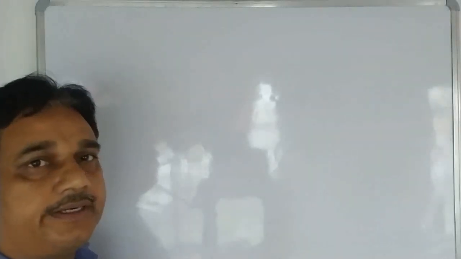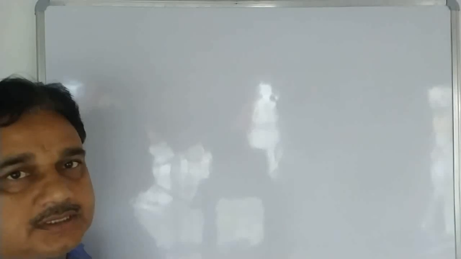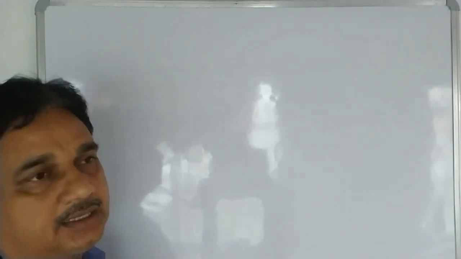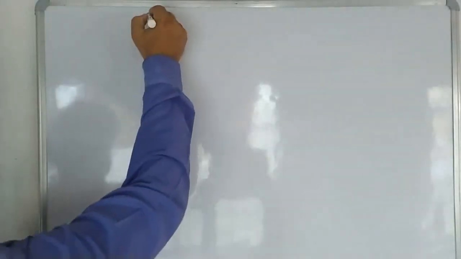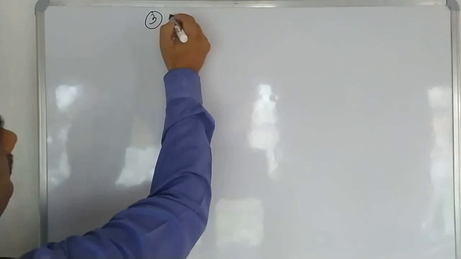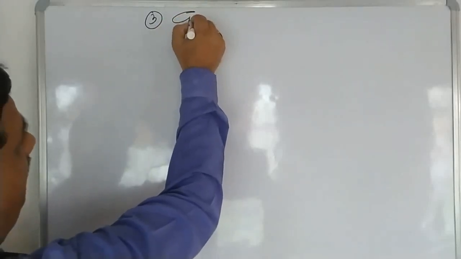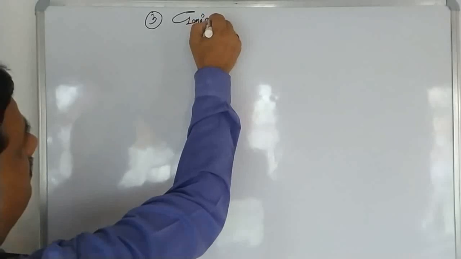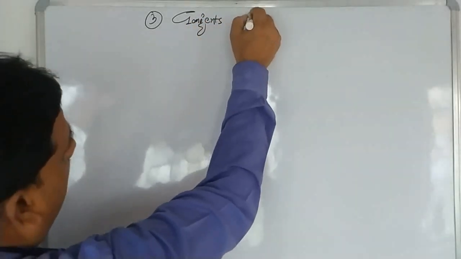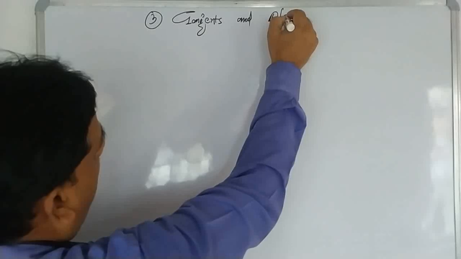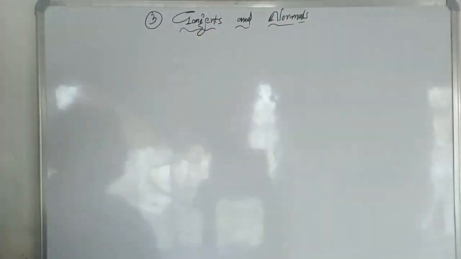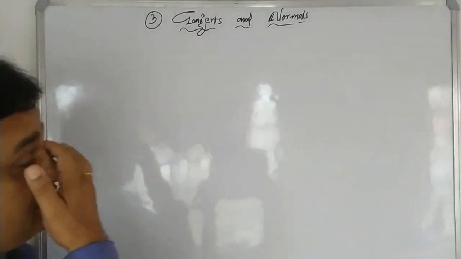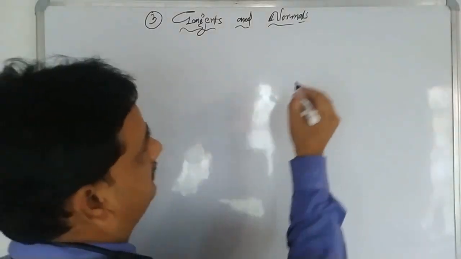Already two I have covered. First one is the rate of change of quantities, then increasing and decreasing function. Now the third application is tangents and normals. Okay, tangents and normals. Now, first thing, what do you mean by tangents and normal?